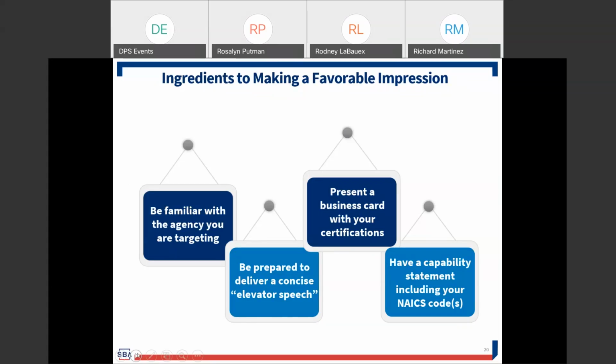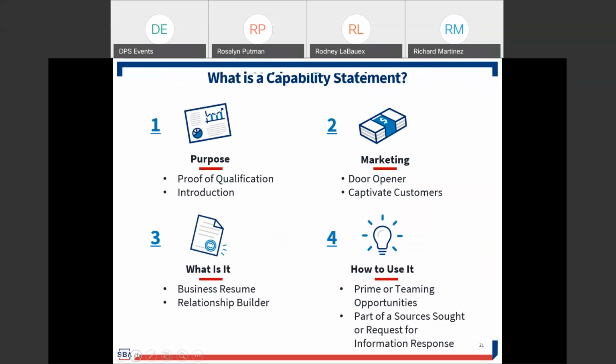Present a business card with your certifications, whatever certifications that you have, make sure you have that listed on your business card. Have a capability statement including your NAICS code. In the government, again, like I said, the NAICS code identifies your industry. Every small business has a primary code, and you can also have secondary related codes to that primary code. Then you want to have a capability statement.